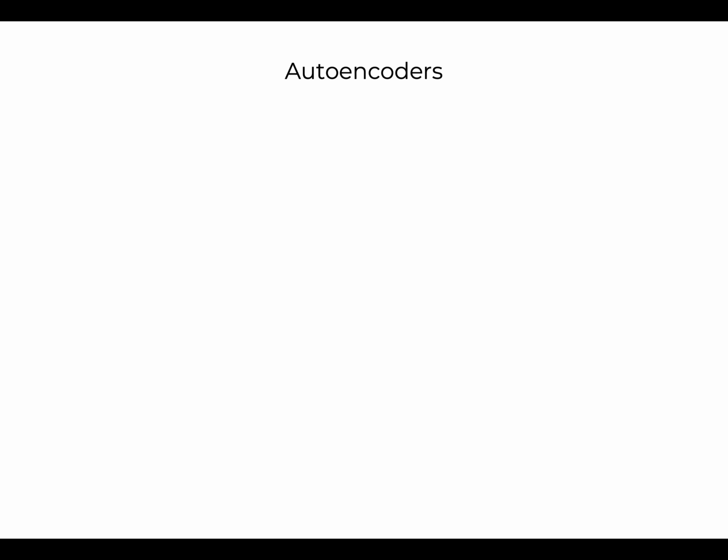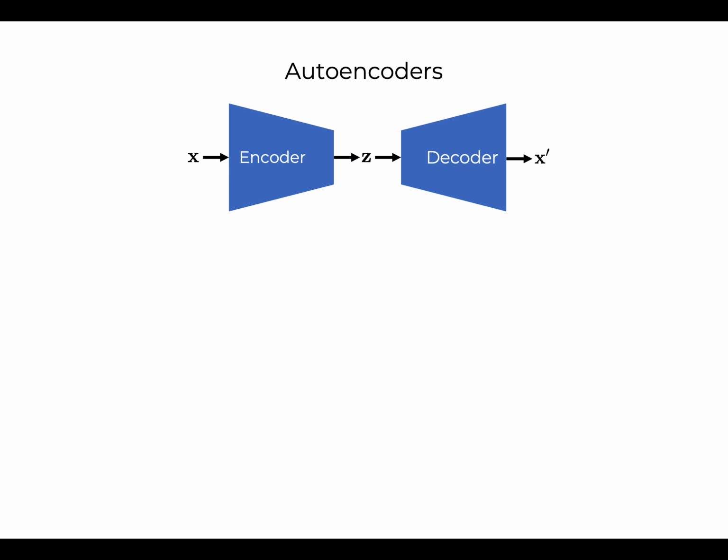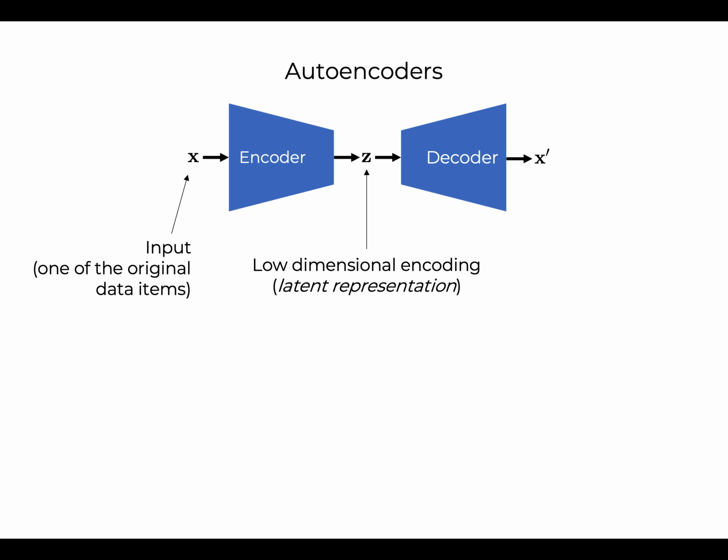Let's begin by reminding ourselves how autoencoders work. So the idea of an autoencoder is that you can take a data sample, so one of the original training data items X, you pass it through this trainable encoding to compress it to some low dimensional encoding that we call a latent representation Z. And then we have a trainable decoder that tries to reconstruct or approximate the original input X. And we train the encoder and decoder together to minimize the reconstruction error between X and X prime.